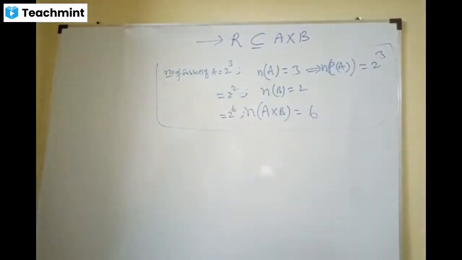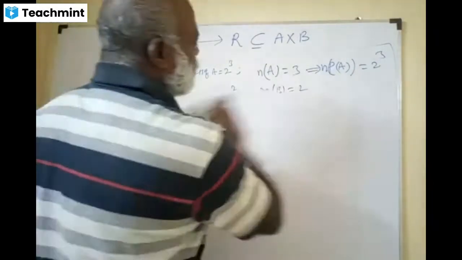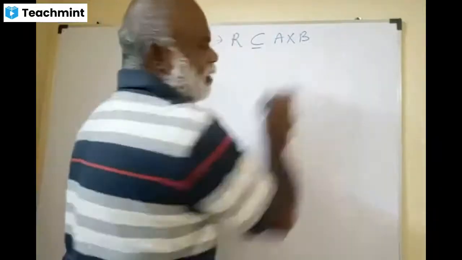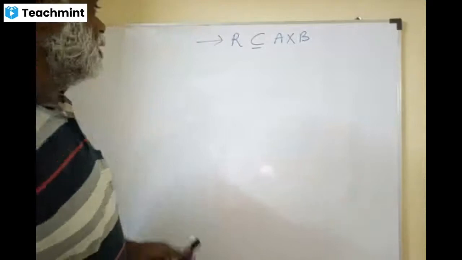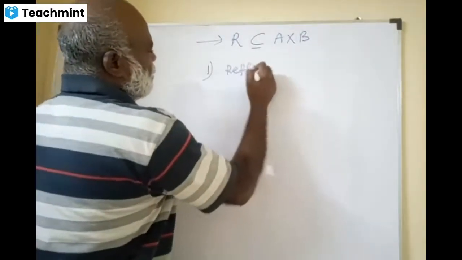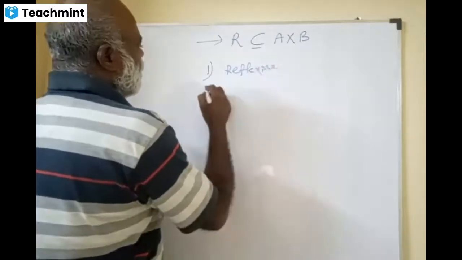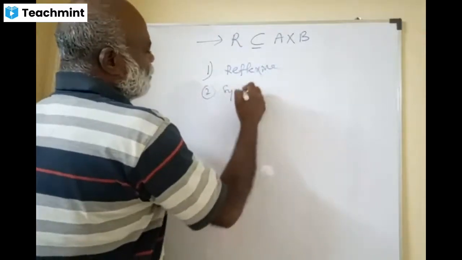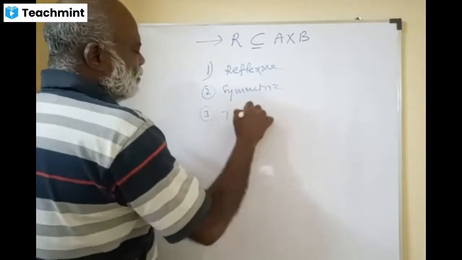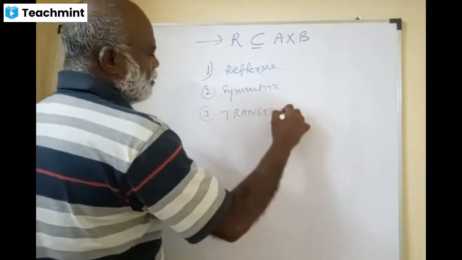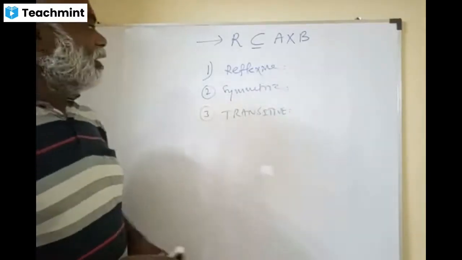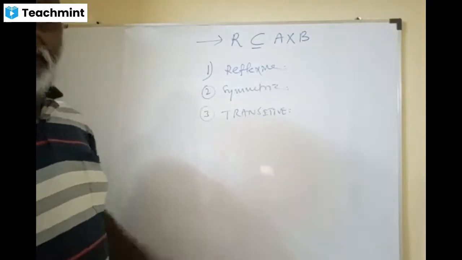So this is what we discussed the other day, and also we discussed what types of relations there are. Number 1, a reflexive relation. Number 2, symmetric. Number 3, transitive. Okay, so how do we define a reflexive relation?